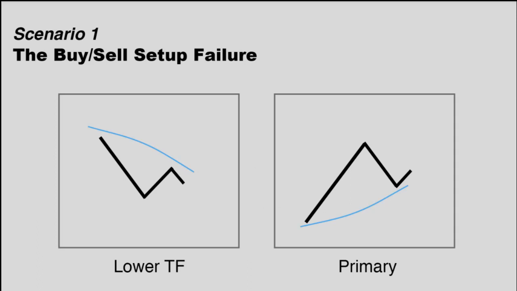So first is the buy or sell setup failure. Let's say on the primary time frame you have this nice buy setup, but on the lower time frame, it looks like a sell setup is forming. So what you can look for is a failure pattern in that conflicting time frame. In this case, let that sell setup trigger, and that failure can be an entry point for your primary time frame, right? That sell setup failure is going to cause that downtrend to break, which means you'll now have better alignment on your time frames.